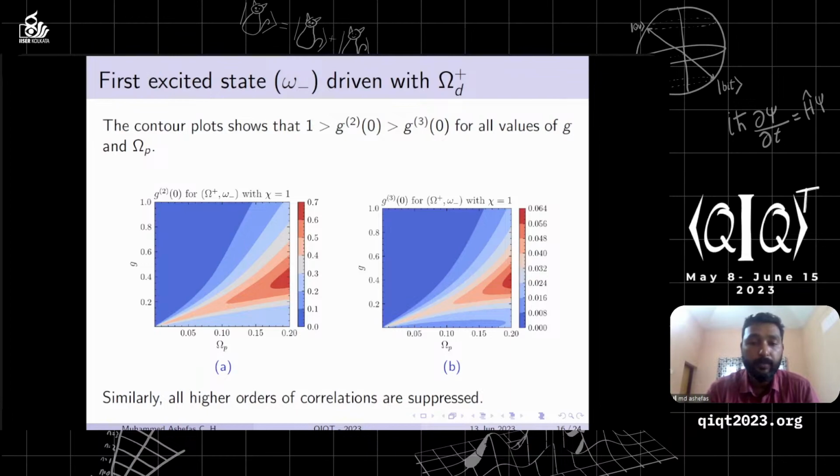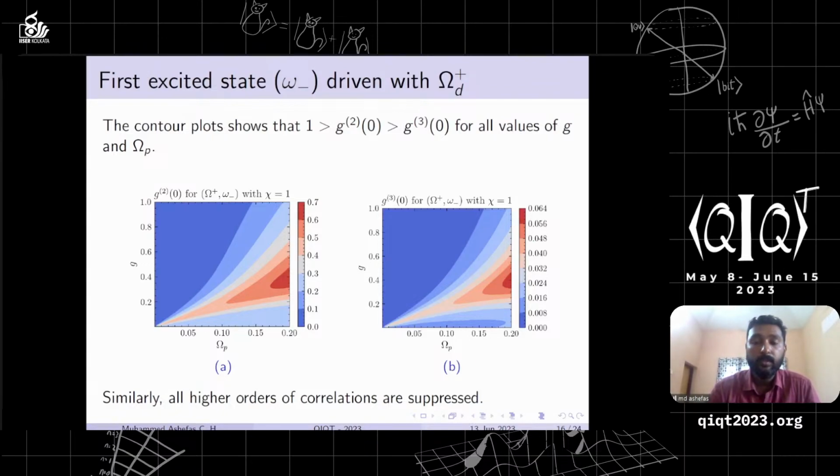So this is for the weak driving, omega p is small, and for different g. So g is varying from 0 to 0.2, 0 to 1. So that means it can go from weak coupling to the strong coupling. So in this entire region, even for the strong coupling regime as well as the weak coupling regime, G2 of 0 is less than 1. And G3 of 0 is again less than G2 of 0, because if you look at the value of G3 of 0, that is very, very visible here. So it satisfies the condition of the photon blockade according to this graph.